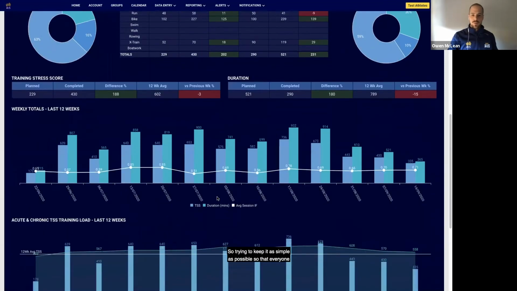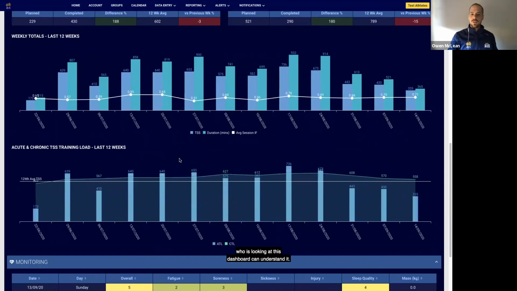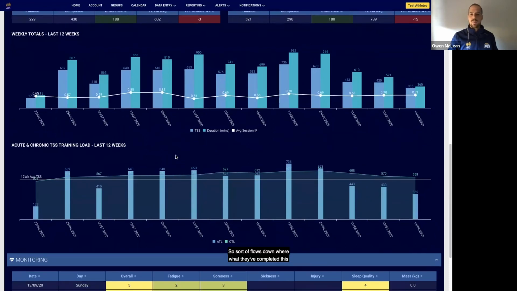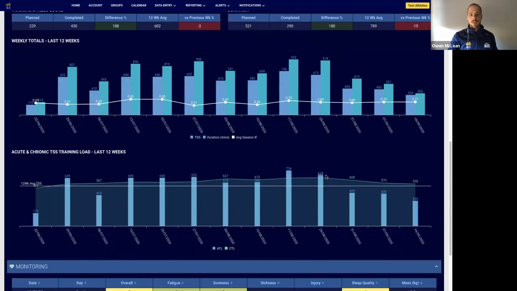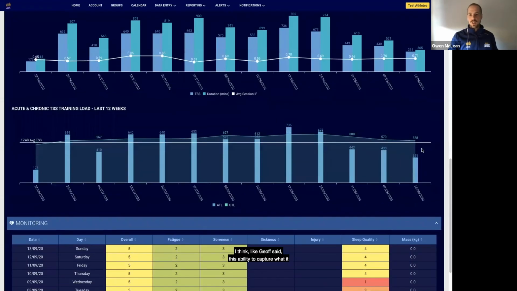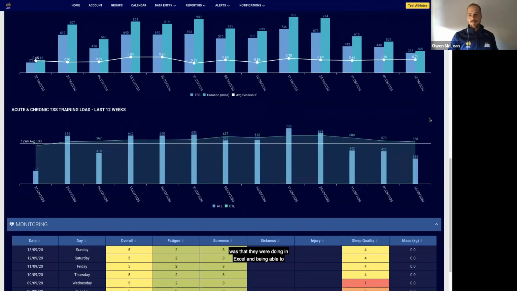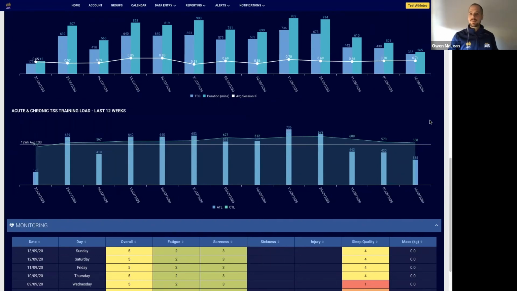So we're trying to keep it as simple as possible so that everyone looking at this dashboard can understand it. It flows down, where what they've completed is week to week for the last 12 weeks here. And then you can see the weekly bars here in the acute, how it's affecting their chronic load. So you can see that this fake athlete has lost a bit of training in the last couple of weeks, so their chronic load's coming down. But like Jeff said, just the ability to capture what they were doing in Excel and visually represent it here in the dashboard creates massive time savings for them.